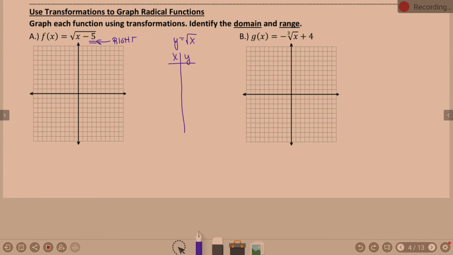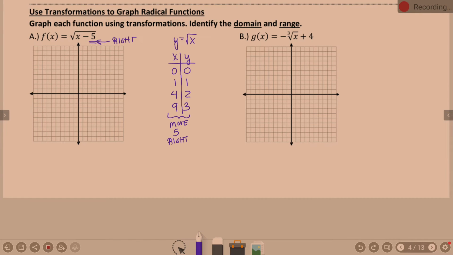I'm not going to write down the whole one, but what were my values from before? It was 0, 0, 1, 1, 4, 2, and 9, 3, correct? So we're going to take these values and then we're going to move these values 5 to the right. That's my suggestion on how you graph this. Kind of like when we moved parabolas around, or we moved absolute value v's around.